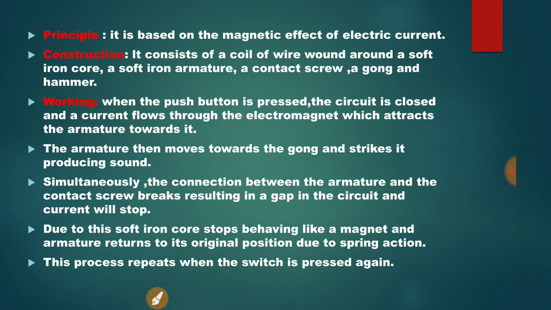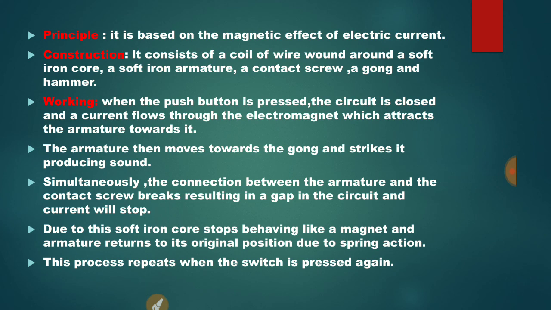Now its construction. It consists of a coil of wire wound around a soft iron core, a soft iron armature, a contact screw, a gong, and a hammer. Now understand its working. When the push button is pressed, the circuit is closed and current flows through the electromagnet, which attracts the armature towards it. The armature then moves towards the gong, strikes it and produces sound. Simultaneously, the connection between the armature and the contact screw breaks. So there results a gap in the circuit, and the current stops.